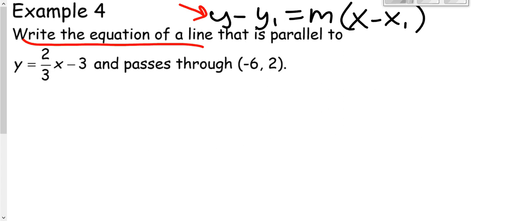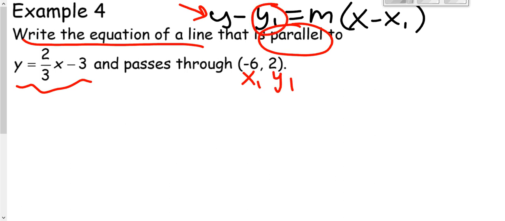So this is asking you to write the equation of the line. Boom, that's when I know I need this formula. That is parallel to this equation. And then, of course, we've got this point. I'm going to label my point x1 and y1 because that's where it's going to get plugged into my formula. What is the other piece of information we need in order to plug into that formula? We need m. What does m stand for? It stands for the slope.